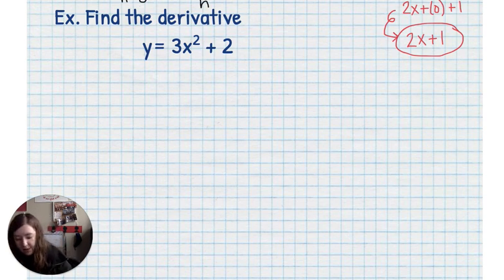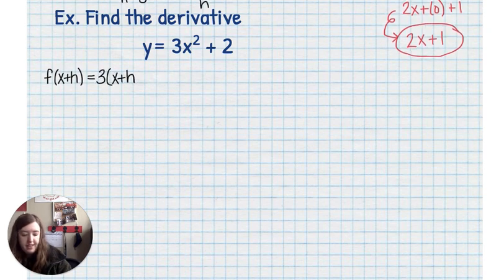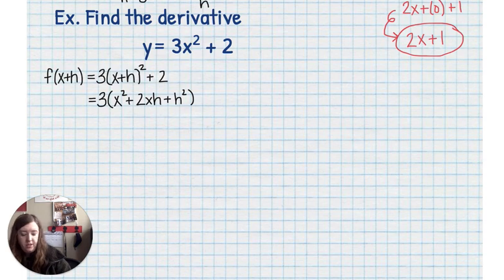Cool, so on that guy, we'll have to find f of x plus h. So we had 3 times x plus h squared plus 2. So remember, that means I'm taking 3 times all of x squared plus 2xh plus h squared. We still have that plus 2 on the end, nothing to do to him.